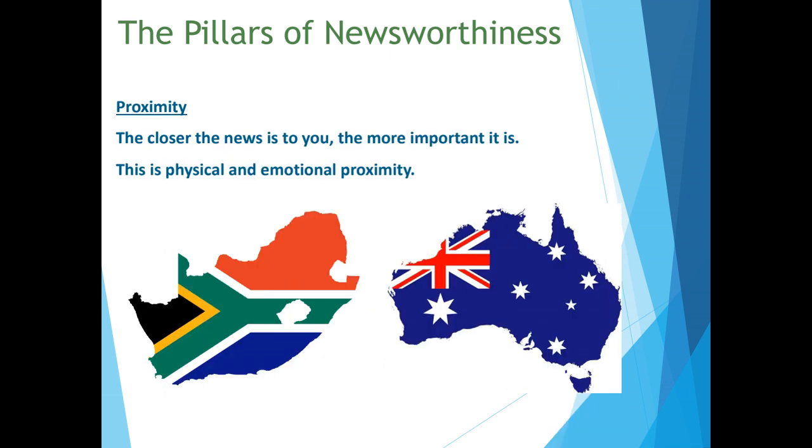Then we have what we call proximity. It's how close the news is to you. It's not only geographical, but also emotional proximity. You might be worried about floods in Australia because you have family living in Australia, or maybe you're worried about the polar vortex in the States because you have family or friends living there. The more emotional investment you have in a place, the more you are going to want to know what's going on.